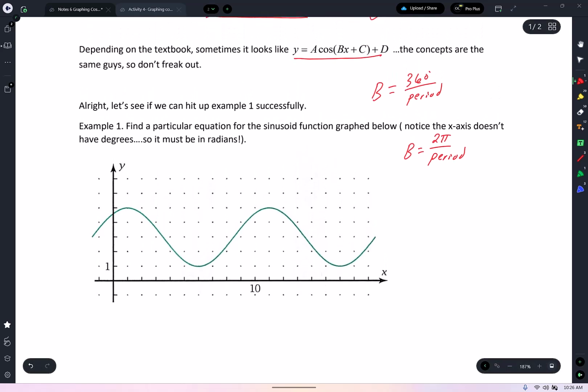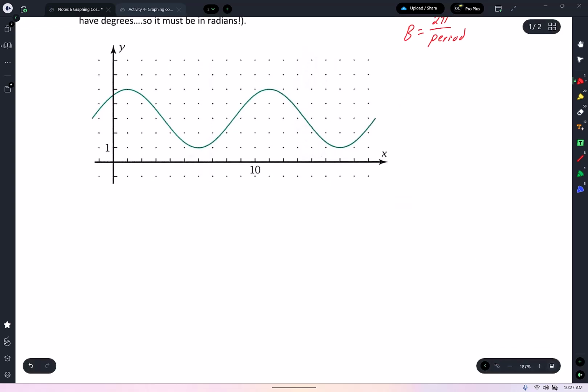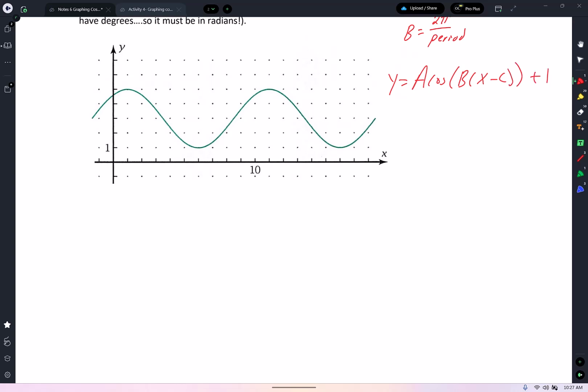So it says, find a particular equation for the sinusoid function graph below. Notice the x-axis doesn't have degrees, so it must be in radians. So we're going to do this. We're going to go y equals a cosine b(x minus c) plus d.